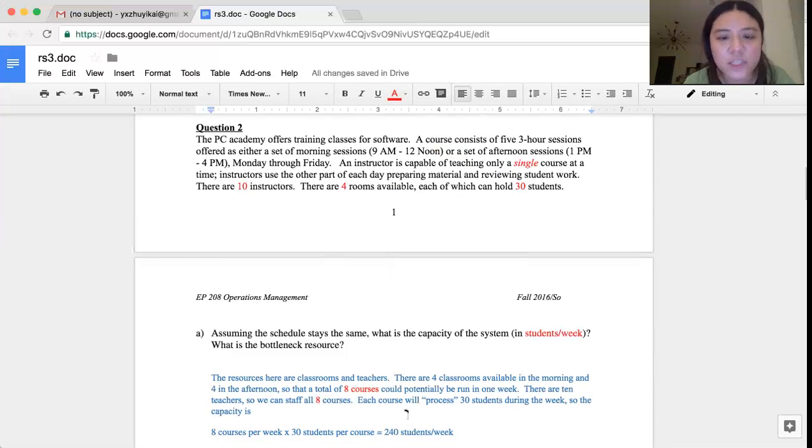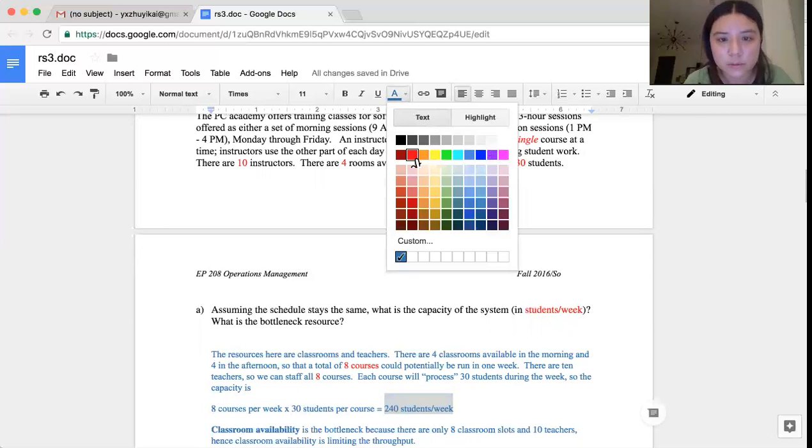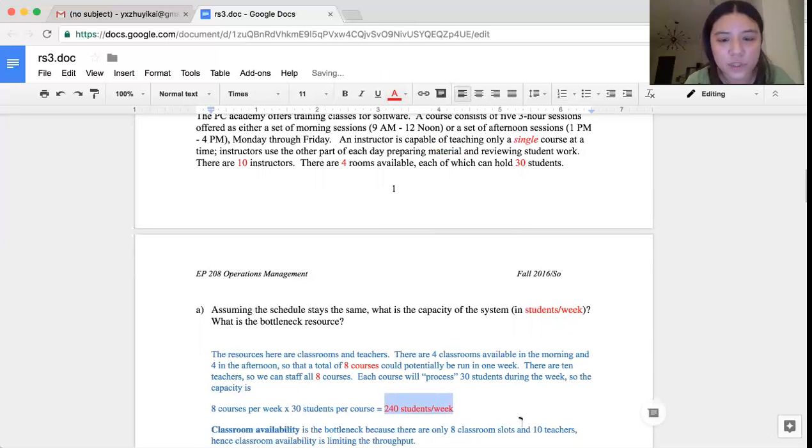And each course will process 3 students during the week. So the capacity is 8 courses per week times the number of students per course. Then this is the capacity, which is 240 students per week.